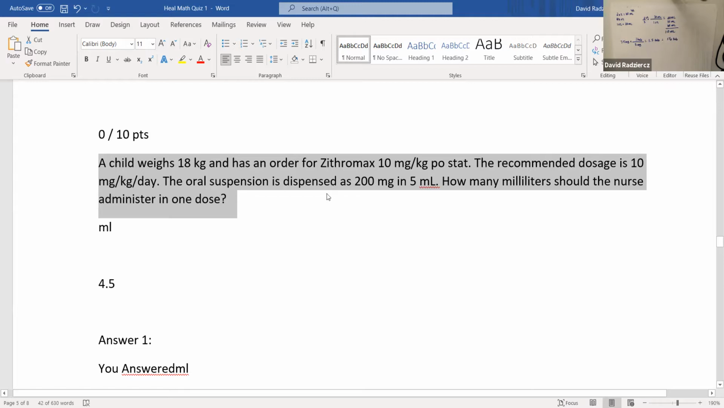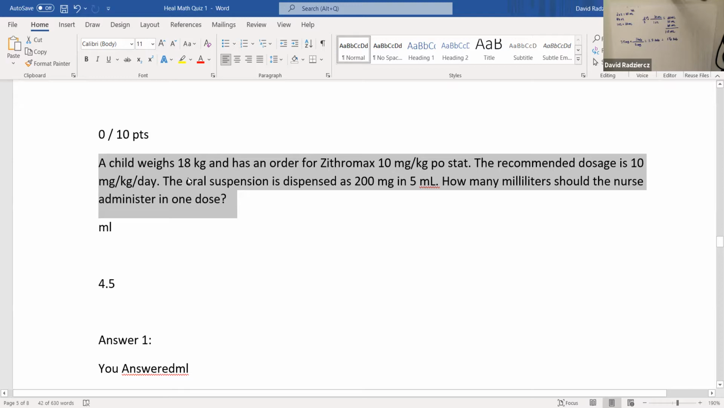The oral suspension is dispensed as 200 milligrams in 5 ml. How many milliliters should the nurse administer? So I mentioned first, is this safe? Let's say the recommended dose was 5 milligrams per kilogram and the order is 10, then you would need to consult with the physician because this would not be a safe dose to administer, but it's within the safe range. And then this is just extra information.